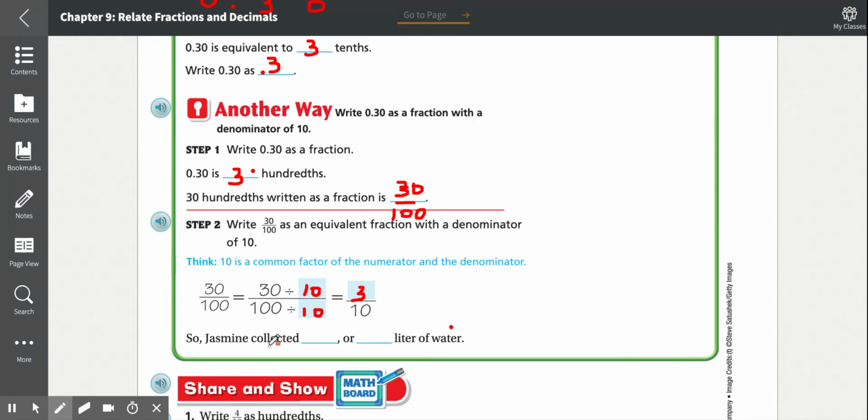So Jasmine collected 3 tenths, or 0.3 liters of water.